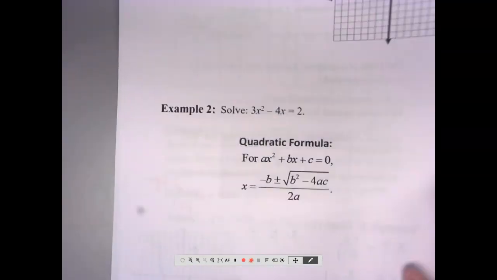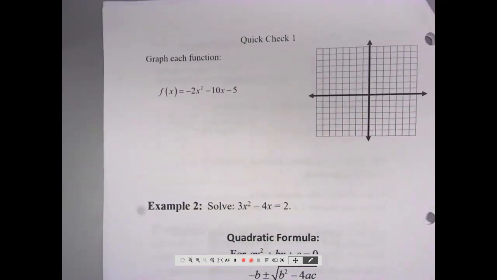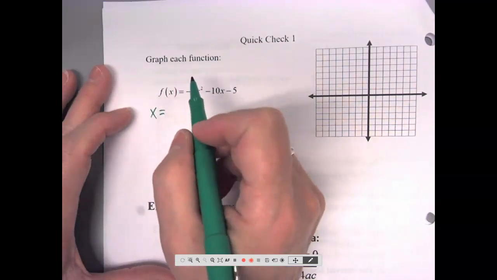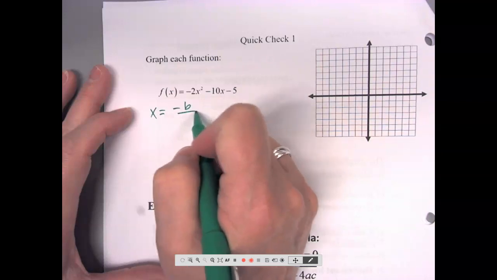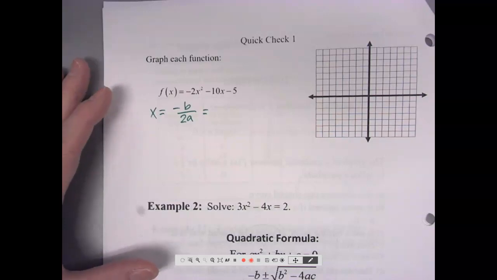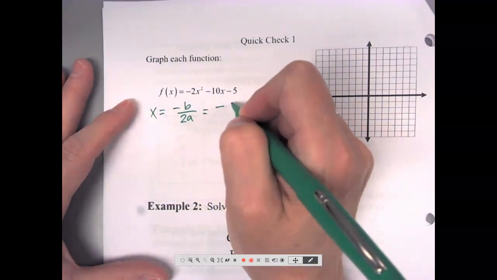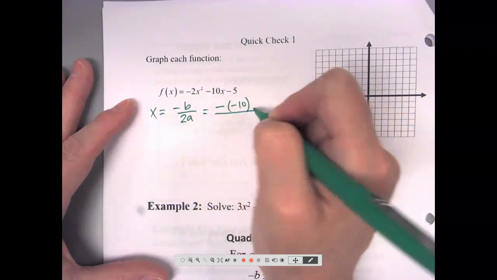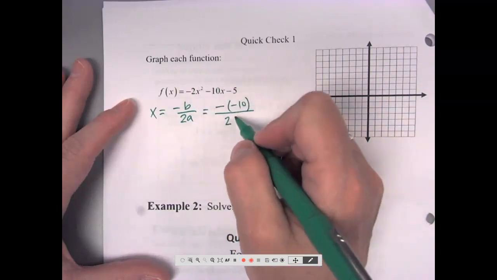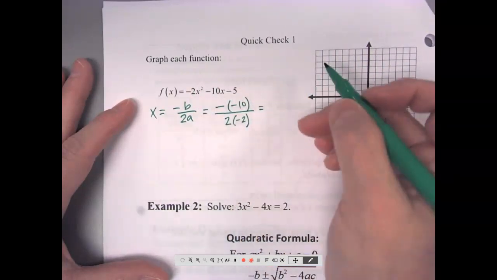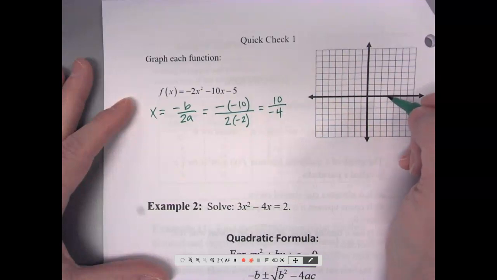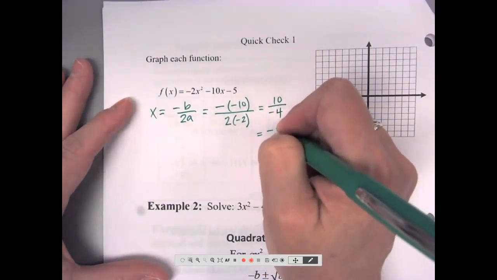Next. Okay, let's find the x coordinate here. So what was that formula again? X equals what? Negative b over 2a. Okay, what is b? Negative 10. So negative 10 over 2a. A is negative 2. Sub that in. So that gives me 10 over negative 4, or negative 5 halves.